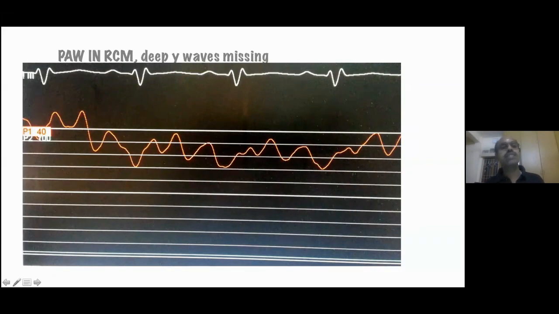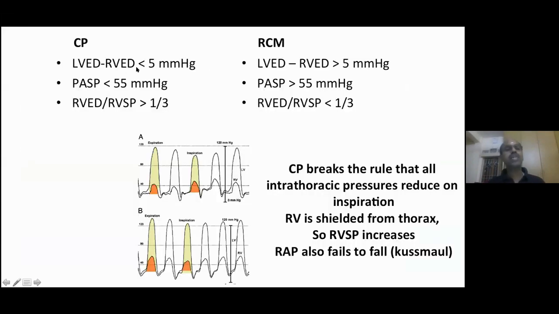So, to summarize: constrictive pericarditis will have almost equal LVED and RVED. Usually pulmonary hypertension is not severe. And because the pulmonary hypertension is not severe and RV systolic pressure elevation is less, RVED is proportionately much higher than the RV systolic pressure.